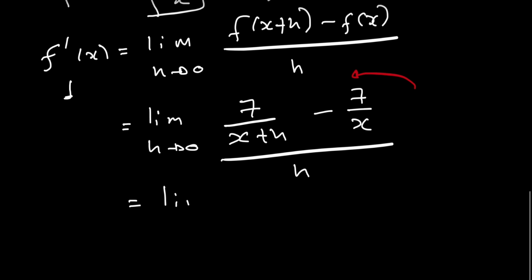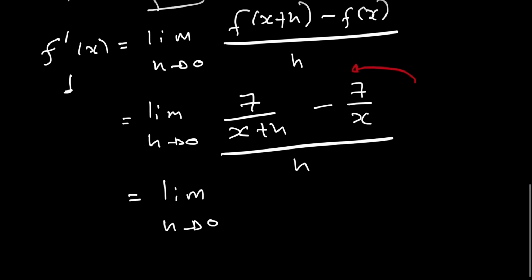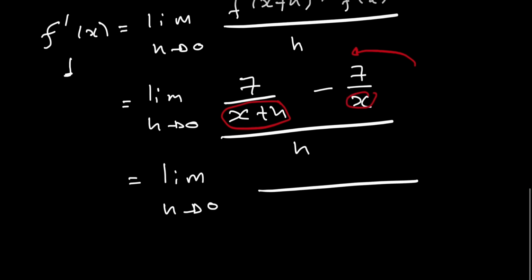We're going to now write the limit h is approaching 0. So when you add the fractions, what you do, you just simply multiply the denominator. You say this denominator multiply by that denominator, and you write it down as your denominator. So you're going to have now x plus h multiplying with x.